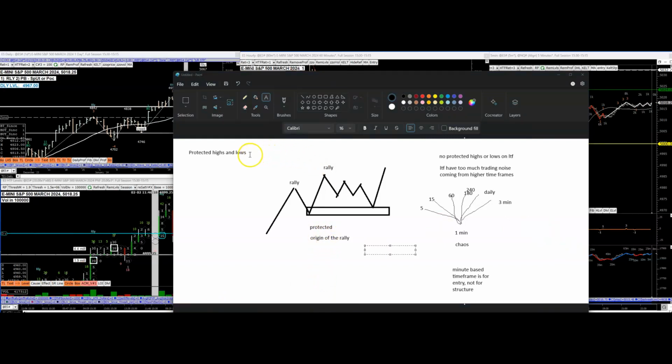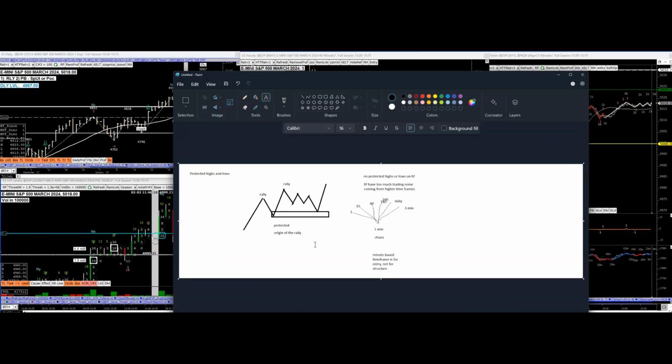So regarding the protected highs and lows, you need a higher time frame. Is the origin of the rally on a higher time frame? So nothing lower than the hourly. Nothing lower than the hourly.